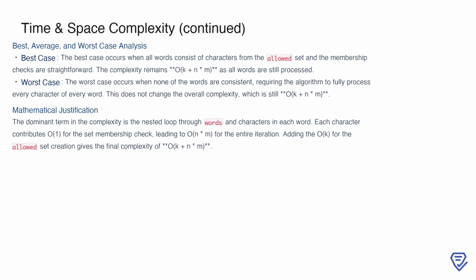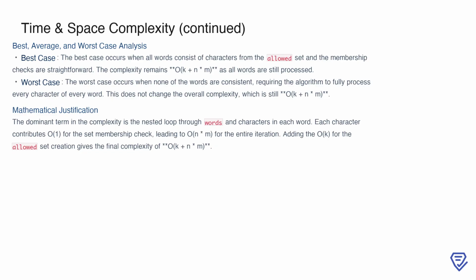Now, let's consider the best, average, and worst-case scenarios for this algorithm. In the best case, all words consist of characters from the allowed set, meaning the membership checks are straightforward and require minimal processing. However, even in this scenario, the algorithm still needs to process all n words and m characters per word, so the complexity remains O(k + n*m).